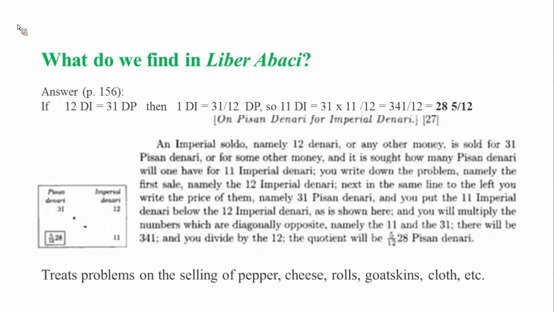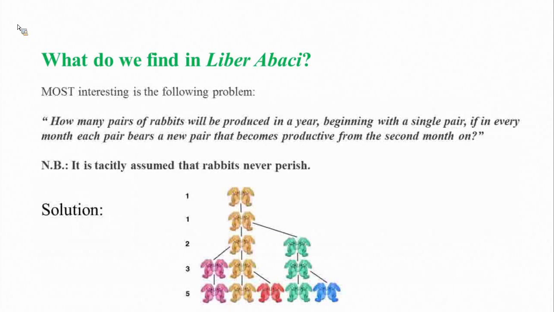And then, of course, he treats problems on selling pepper, cheese, rolls, goatskins, cloth, all the stuff that people did in those days. We replaced that with VCRs, cars, all that stuff today, right? But back then, that's what you thought about. Then you find, oh boy, it's already 1:45, holy smokes.